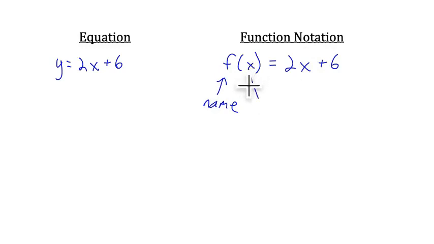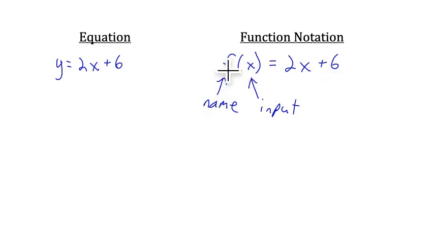And whatever goes inside parentheses after the name of the function, that's the input. So a lot of times it'll be a number there, and that's just telling you what number you need to plug in for x. So let's compare once again. Over here we have an equation in slope-intercept form. Over here we have that same equation or same expression, except now it's in function notation. We say f of x equals 2x plus 6.